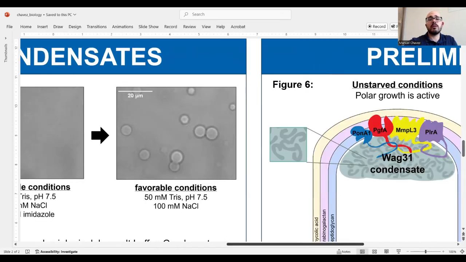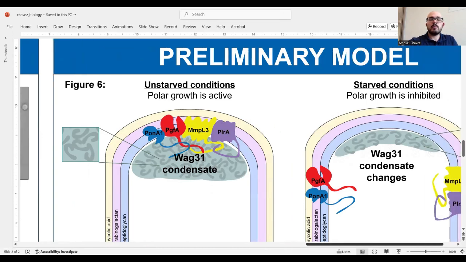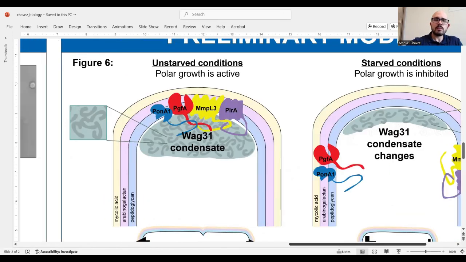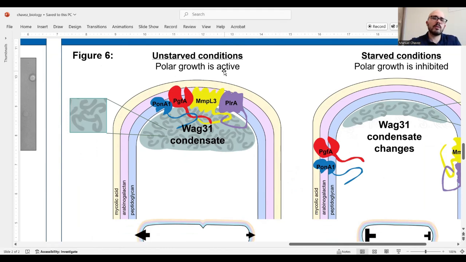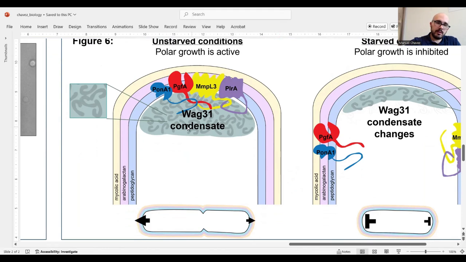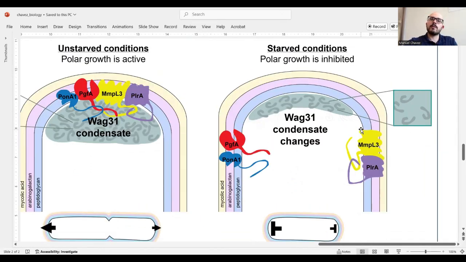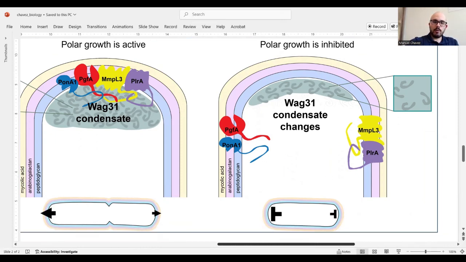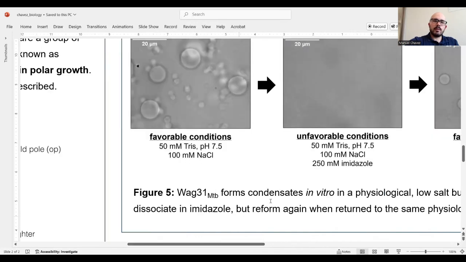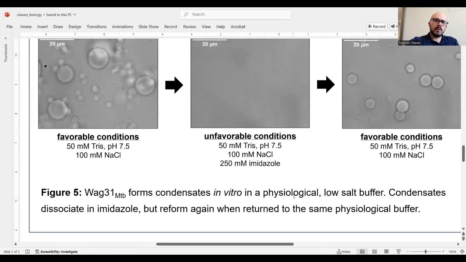That led us to create this preliminary model of how condensates may be involved in polar growth. Under an unstarved, favorable condition, we think polar growth is active in mycobacteria because this WAG31 condensate is able to localize to the poles, and other proteins involved in polar growth localize with it. Under an unfavorable condition, say a starved condition, we think polar growth is inhibited because the biophysical properties of the condensate change. Perhaps it becomes smaller, perhaps it disperses, and that causes other proteins to delocalize, in turn inhibiting polar growth. That model was based off the microscopy data shown here again.